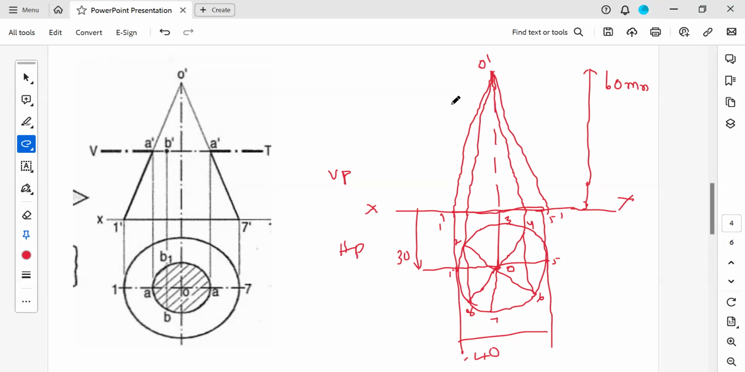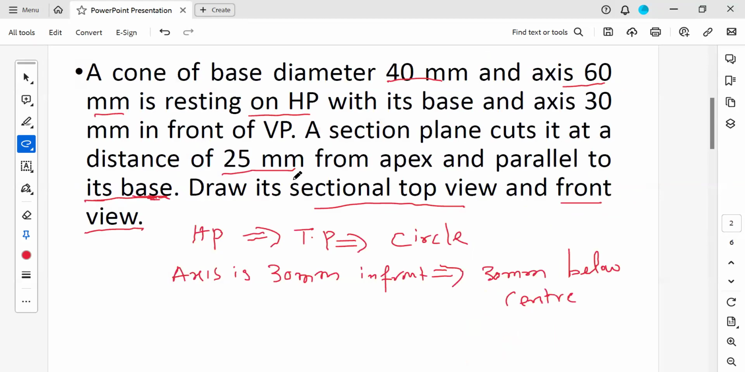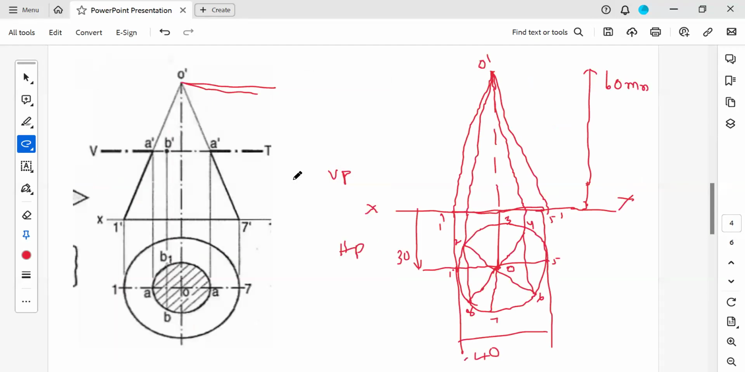Now you take the vertical trace. The distance is measured from the apex. It is given that the sectional plane is cut at a distance of 25 mm from the apex. So from the apex you measure 25 mm and draw the vertical trace at a distance of 25 mm.